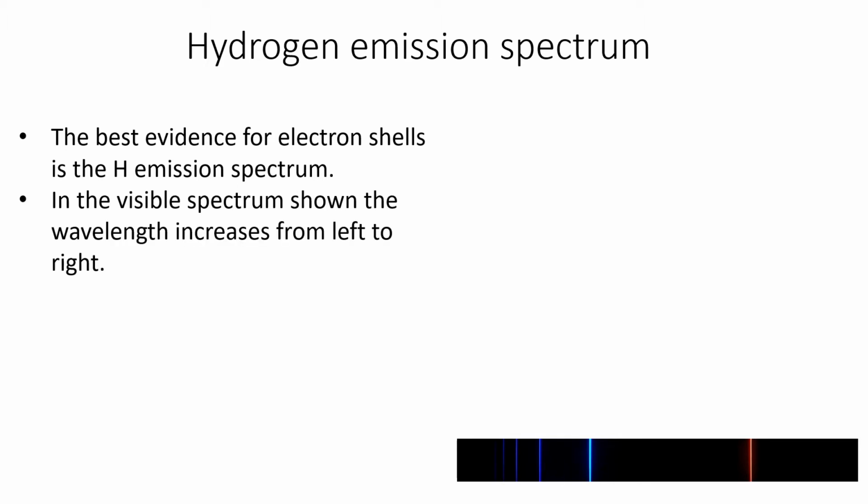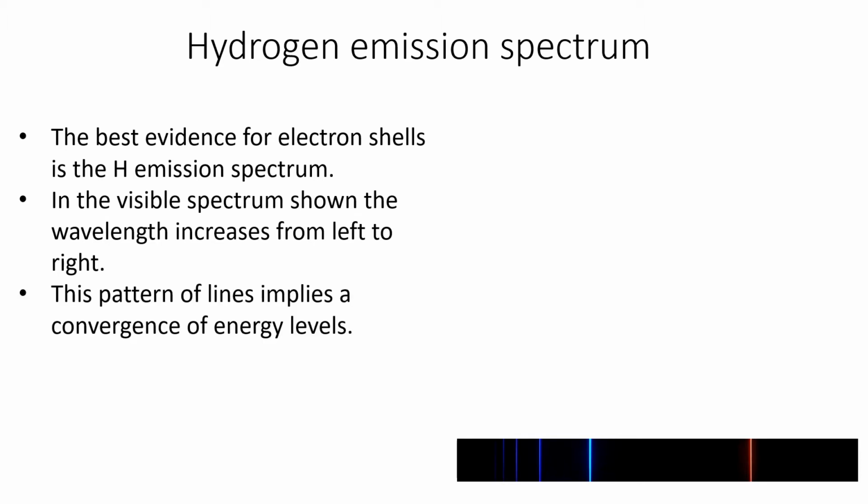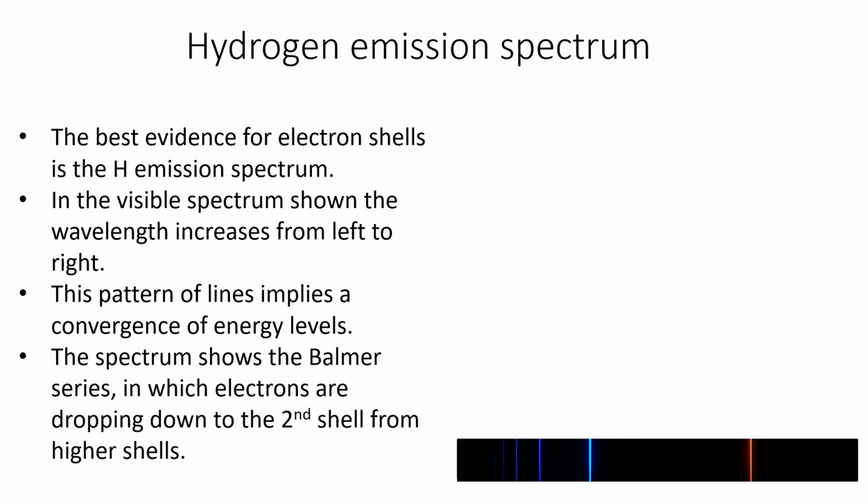And so the spectrum that we see below, this is the visible spectrum, and in this spectrum the wavelength is going to increase from left to right, which means the frequency and the energy increase from right to left. And so we can see, going from right to left there, that the lines get bluer and they're getting closer together. So we get this convergence of the lines, which implies a convergence of the energy levels of the different shells in the hydrogen atom.